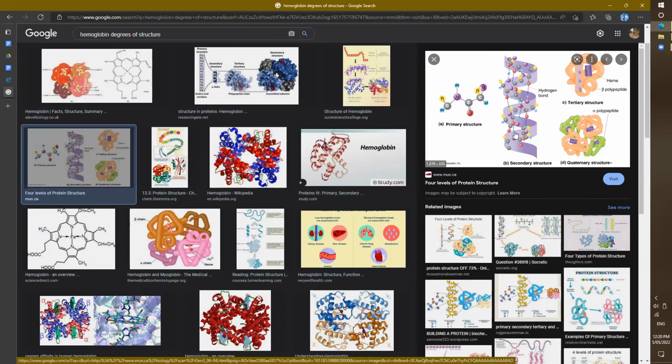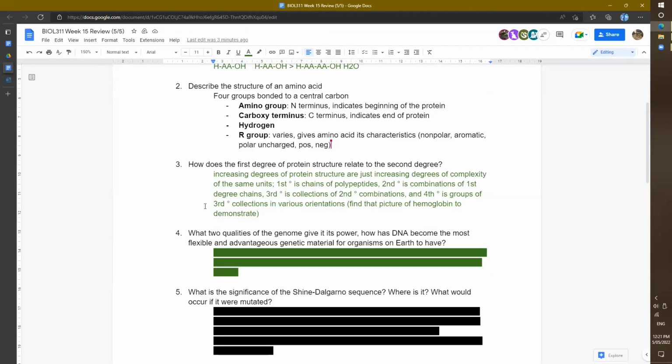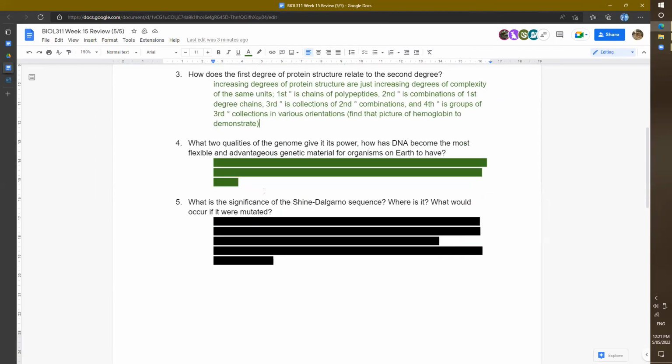So an increasing degree of complexity is that you have just the chain and then a group of chains. And then graduating from secondary to tertiary structure, you go from a group of chains to a group of groups. And this is just a bunch of double helixes put together. And then quaternary structure is we see this orange unit. We just have a bunch of orange units put together. So increasing degrees of protein structure are just increasing degrees of complexity of the same kinds of things.